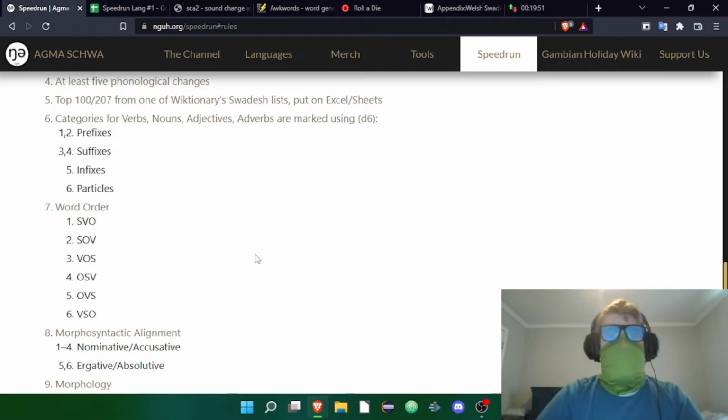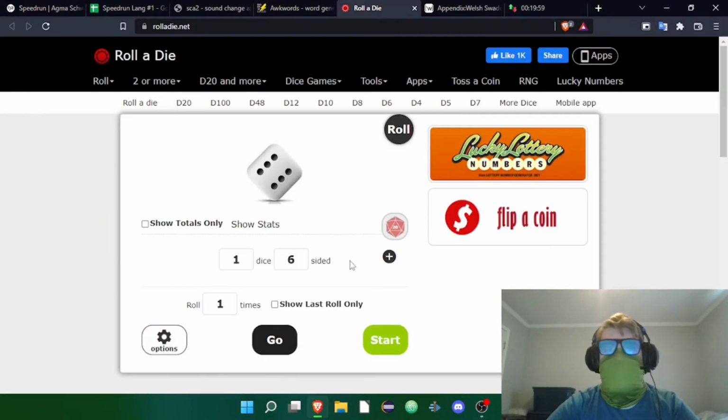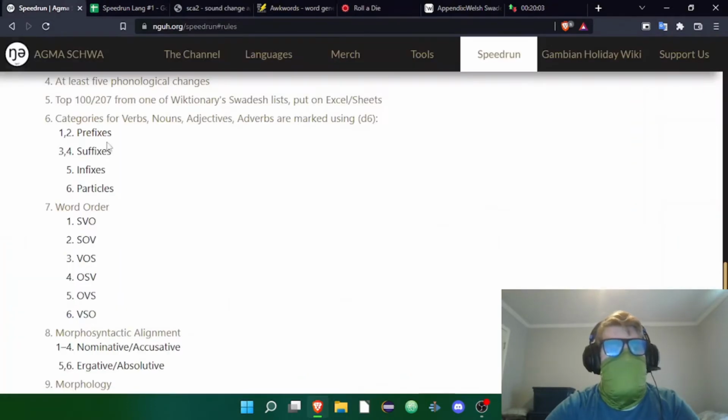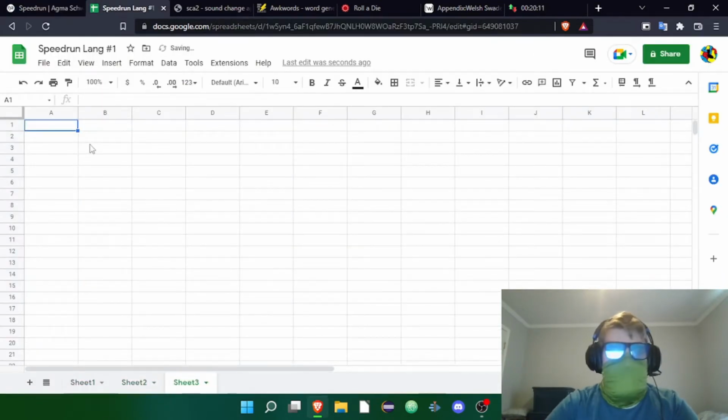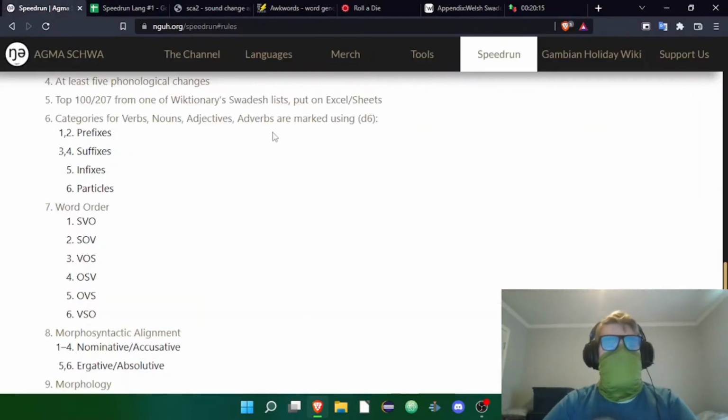Next, categories for verbs, nouns, adjectives, adverbs are marked using what? Let's roll the dice and figure that one out. We got a 2, which means we'll be using prefixes. All right. So let's make a new sheet for this. We'll say prefixes.